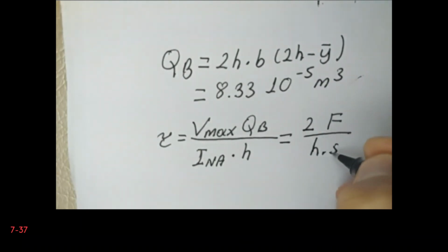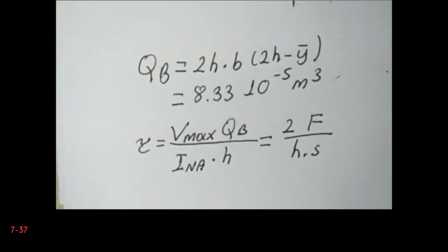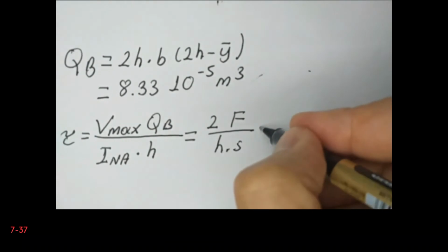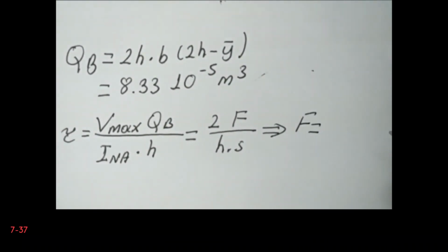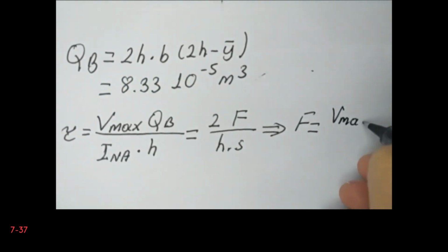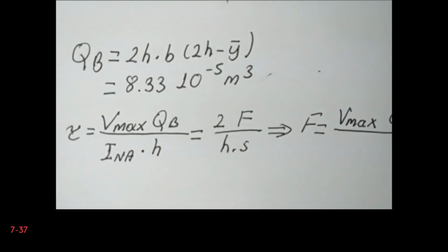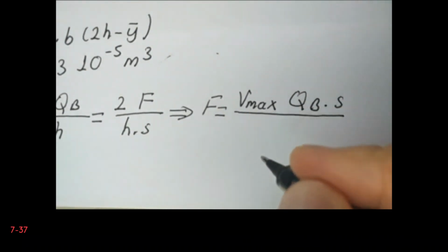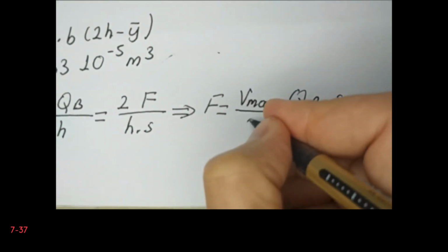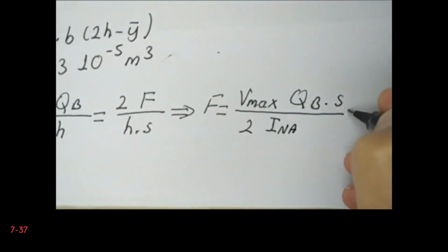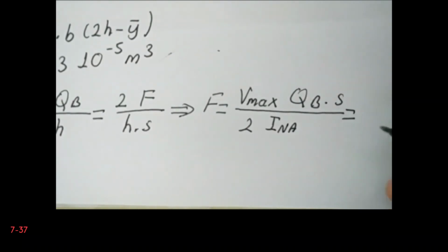From here we can calculate the force that comes to the one bolt. So F can be calculated as Vmax multiplied by QB multiplied by distance between the bolts, S, divided by INA, and what we are going to get is 6,428.57 newtons.